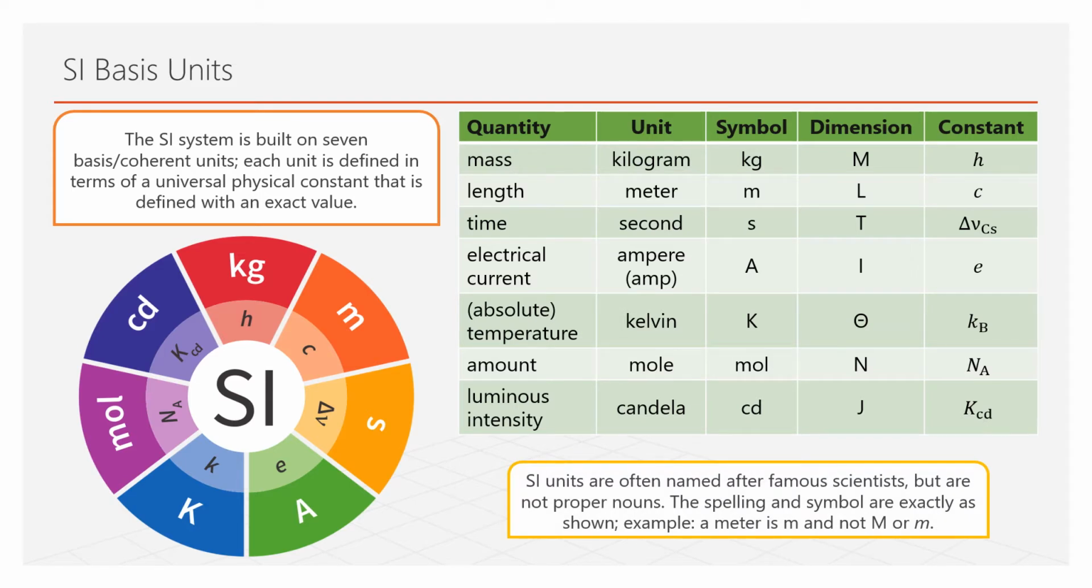SI units are often named after famous scientists, but are not proper nouns. The spelling and symbol are exactly as shown. For example, a meter is a lowercase upright letter m, not a capital M and not italicized.